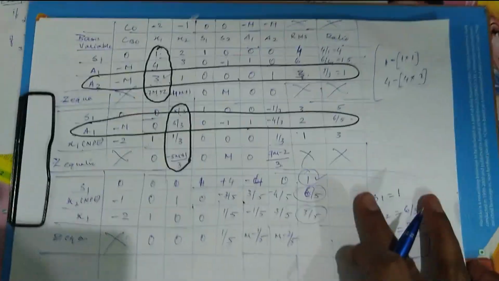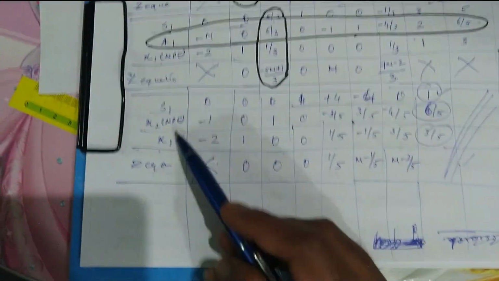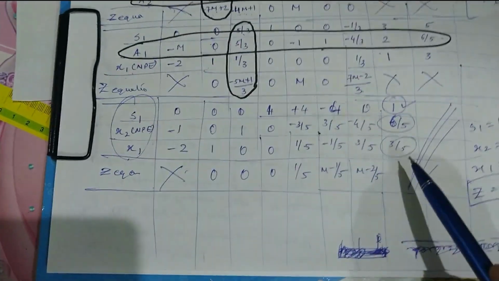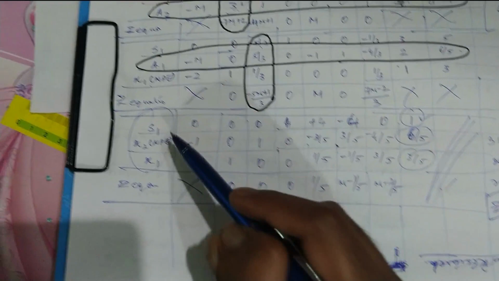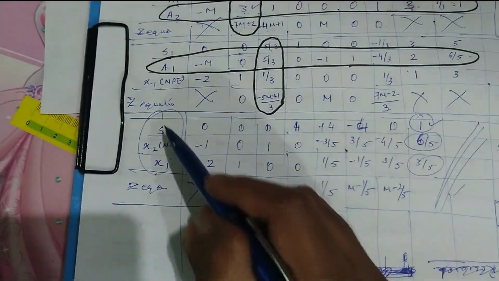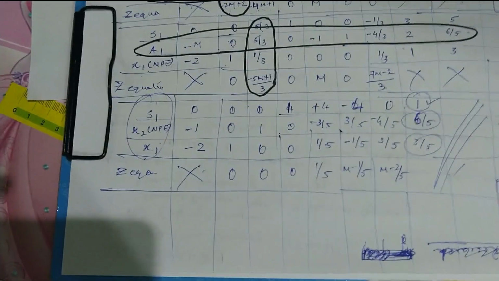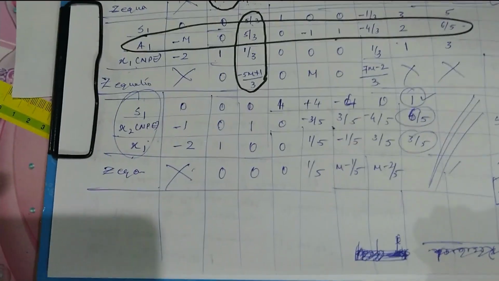Now the condition that needs to be remembered while solving the Big M method is when we reach the solution stage, and if there is an artificial variable present in the basic variable column, then the solution is declared as an infeasible solution. I'll repeat once again. If you have reached the solution stage and if there are artificial variables present in the basic variable column, then we declare that the solution is infeasible.